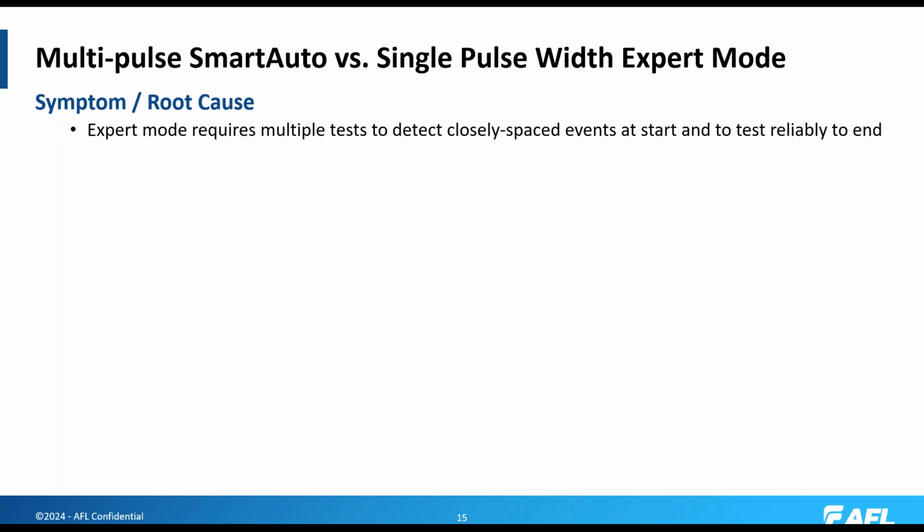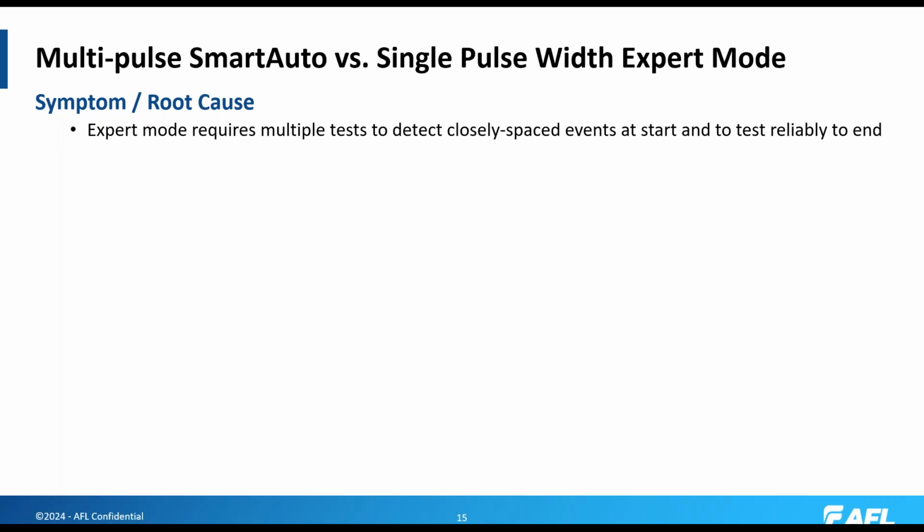Multi-pulse smart auto versus single pulse with expert mode. Some years ago, multi-pulse OTDRs were introduced, and it has really provided a big benefit to users. With a single pulse width OTDR, when you run a test, you have to select the pulse width you're using, and as we discussed earlier, with too narrow a pulse width you may not be able to see to the end of the trace. Too wide a pulse width and closely spaced events may overlap.